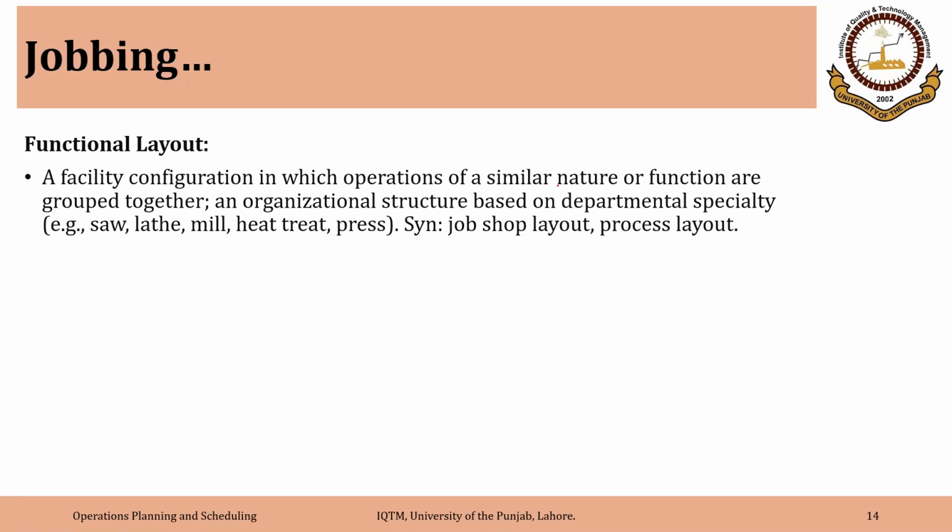So operations of similar nature or function are grouped together. So an organizational structure based on departmental specialty. For example, in the case of a mechanical shop, we may have saws grouped together, lathes grouped together, the milling machines grouped together, the heat treatment furnaces grouped together, presses grouped together. So it is also called job shop layout or process layout.